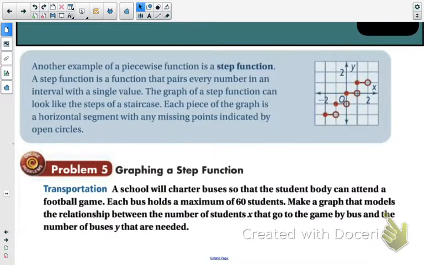Alright, and lastly, we were talking about step functions, which is a special kind of piecewise function. A step function is a function that pairs every number in an interval, like an interval of 1 to 2, with one single value. The graph of a step function can look like the steps of a staircase. Each piece is a horizontal segment with any missing points indicated by open circles.